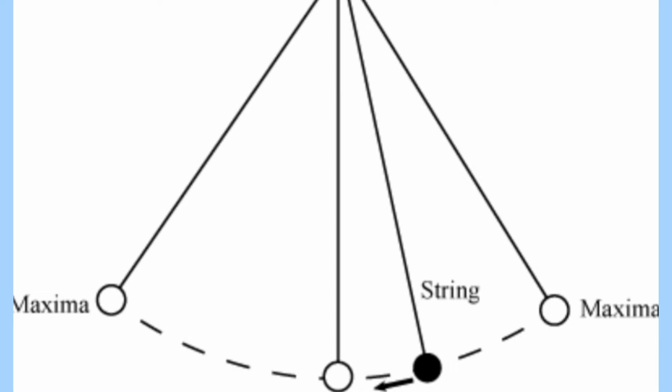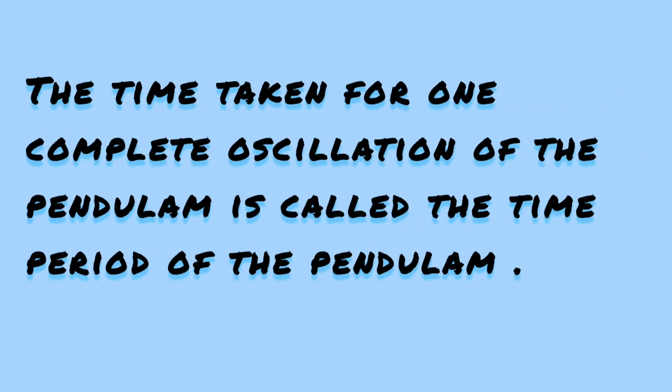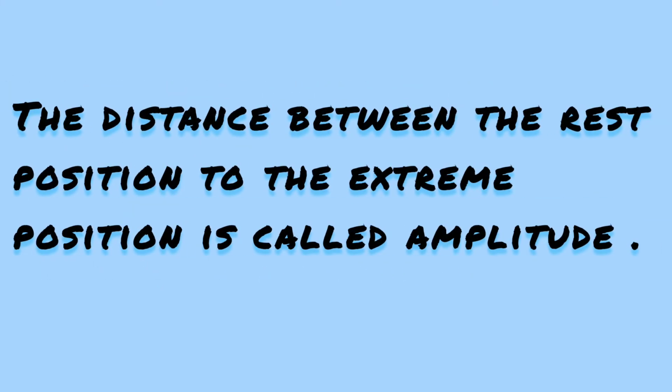When a pendulum moves from rest position to one extreme position and then the other extreme position and back to rest position, it is called one oscillation. The time taken for one complete oscillation of the pendulum is called the time period of the pendulum. The distance between the rest position and any of the extreme positions is called amplitude.